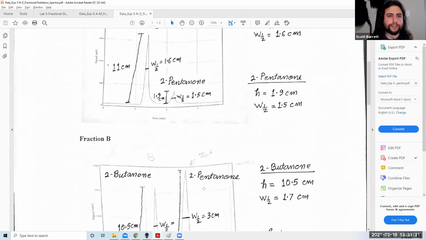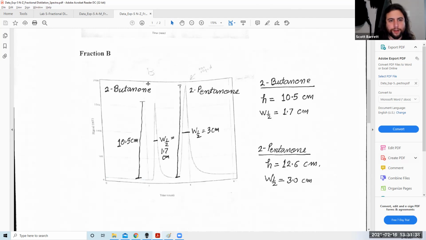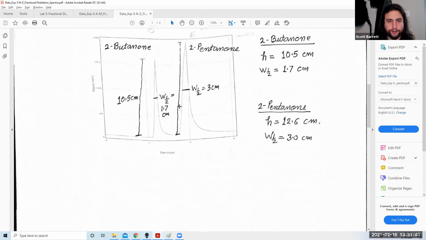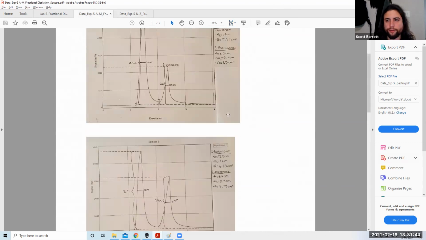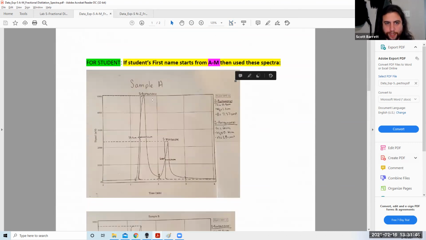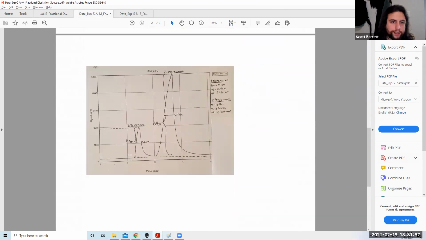And so as you can see, even just to assist you guys just slightly by looking at the data, fraction A, mostly butanone, less pentanone, fraction B, almost equivalent, fraction C, mostly pentanone. And then over here, if we look at the A through M data, mostly butanone, a little bit of pentanone. Then we're starting to switch over and get a little bit less of the butanone, more of the pentanone. And then finally, a very small amount of butanone and more of the pentanone.